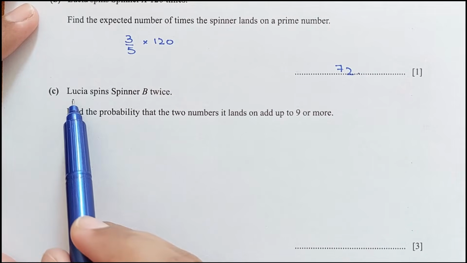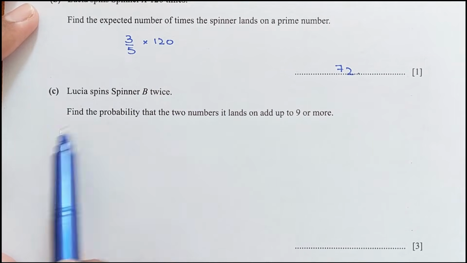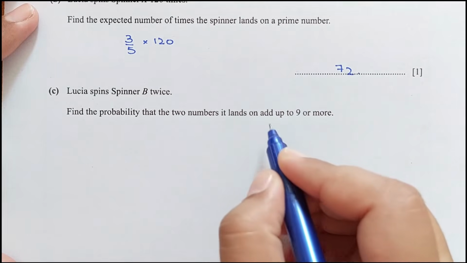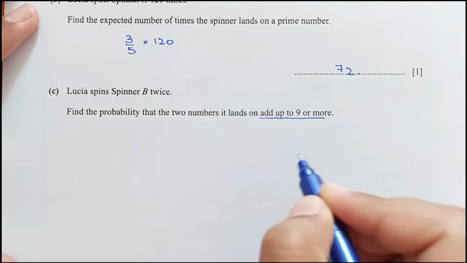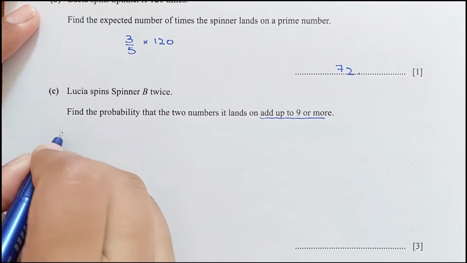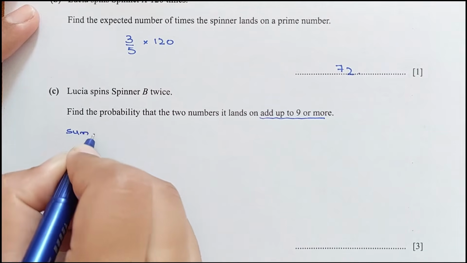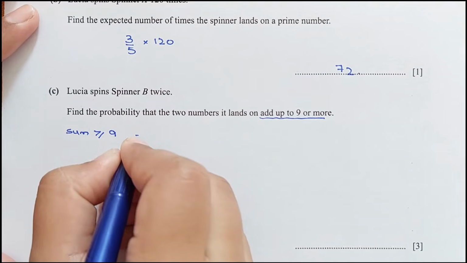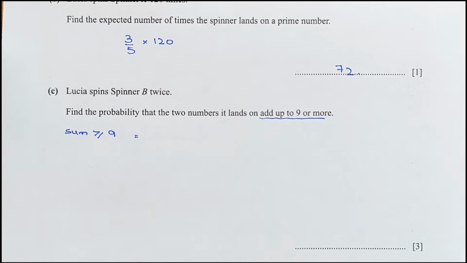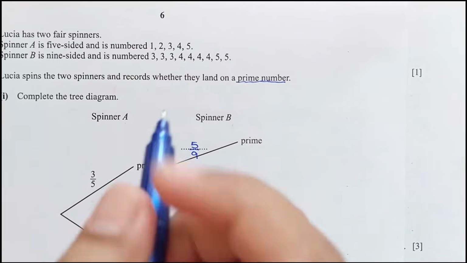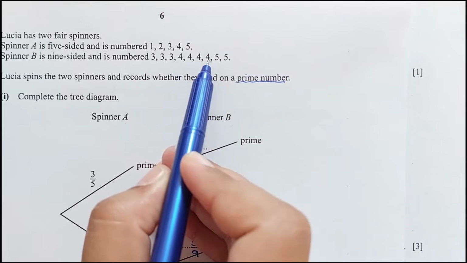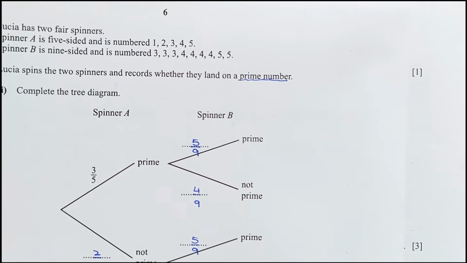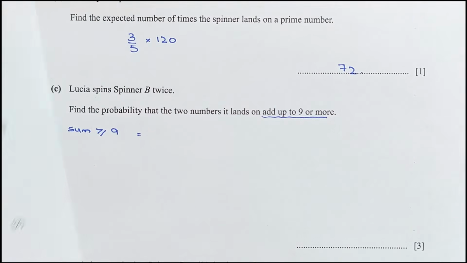Now for part C, Lucica spins spinner B twice. Find the probability that the two numbers it lands on add up to 9 or more. It means the sum of the two numbers it lands on should be greater than or equal to 9. So what are the possibilities? Let me check spinner B. Spinner B has 3, 3, 3, 4, 4, 4, 4, 5, 5. When it lands twice, the sum of both numbers should be 9 or more.